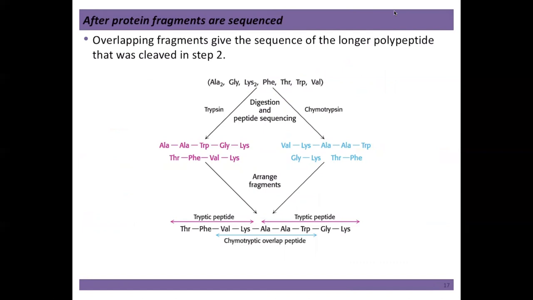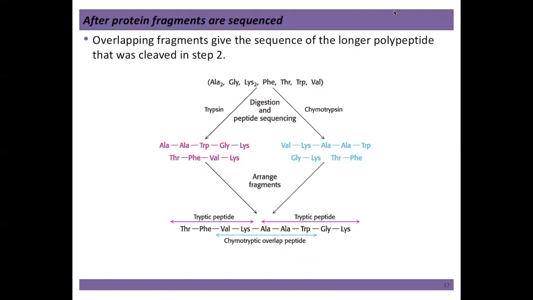Now, if I just did a complete digestion of a protein, as you can see up here at the very top, I get 2 alanines, a glycine, 2 lysines, and phenylalanine, threonine, tryptophan, and valine. So a complete digestion lets you know the amino acids, but it doesn't let you know anything about the sequence. And like we talked about before, the sequence is very important.